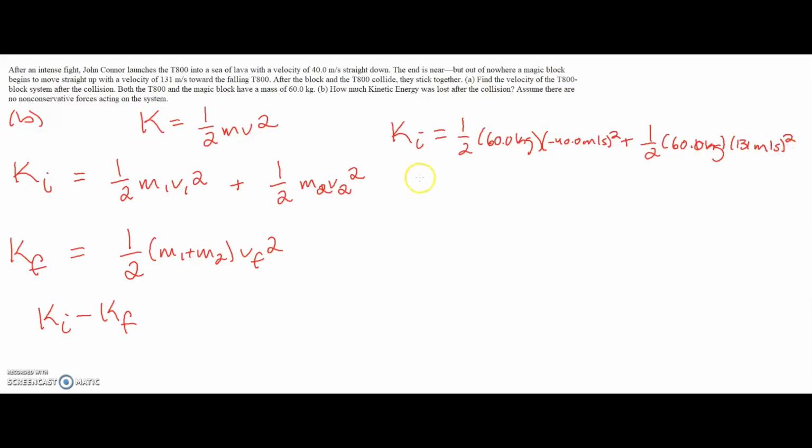And if we plug into our calculator, we're going to find that the initial kinetic energy was 562,830 joules. So now let's substitute for the final kinetic energy.